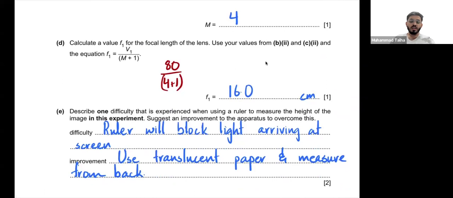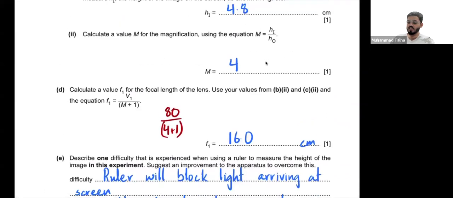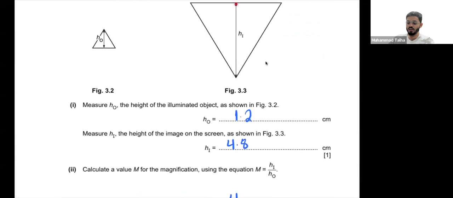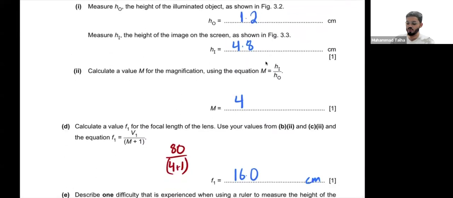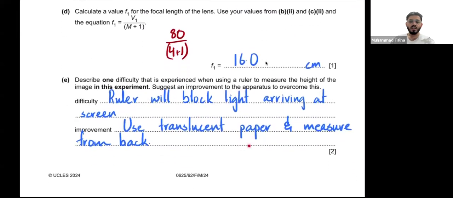There could be multiple solutions to this. One of these is that you can just mark these points and then you can measure the length between them. Or another one is that if you use a translucent paper as the screen, then you can draw on that behind the screen. And you can then measure the length, which is going to get rid of this problem of the light being blocked, because then you'll be taking the measurements from behind the screen.